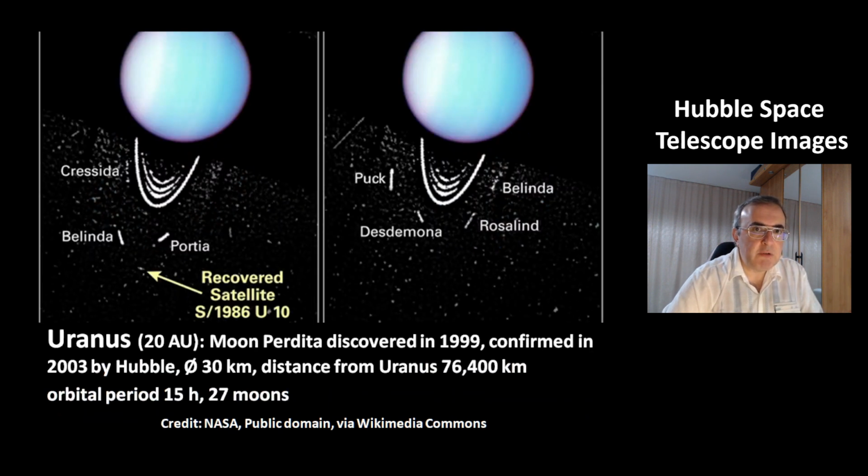This is another discovery in the Uranus system. That was the moon Perdita. It was discovered in 1999, but then it seemed to have disappeared. That's why they took a picture with the Hubble Space Telescope in 2003, and it was able to find this tiny moon Perdita, which has a diameter of only 30 kilometers. Its distance from Uranus is just 76,400 kilometers. Its orbital period is 15 hours. And today we know that Uranus has 27 moons.